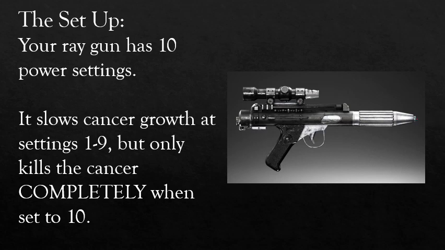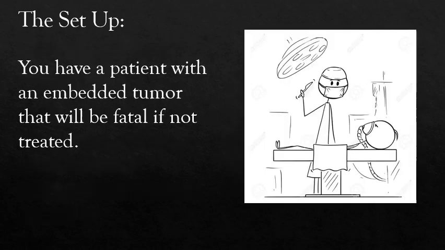Your cancer-killing laser gun has 10 settings. So you imagine that these are power settings. 1 obviously is the weakest, 5 represents 50%, and the limitation of the technology is it only slows cancer growth on settings 1 through 9, and you have to turn it all the way up to 10 to actually kill the cancer. So the only way the gun successfully kills the tumor is if you turn it all the way up to a 10.